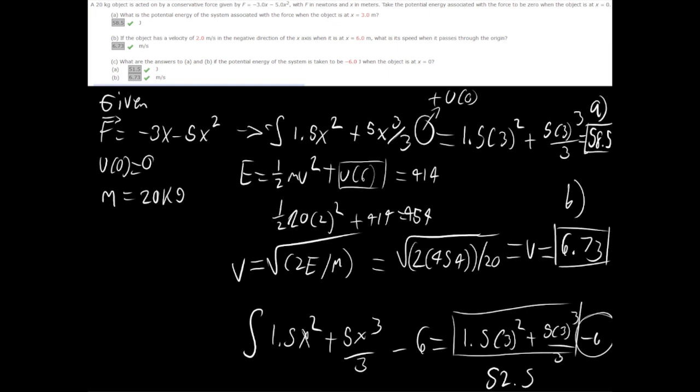My methodology is flawed. Because the way I see it, you could just take the potential energy of A and then just subtract U of 0, which in this case is -6. So you can just take the potential energy and subtract 6. Or you can do the full equation here and then put -6 at the end. Either way, you get the same answer, which is 52.5.